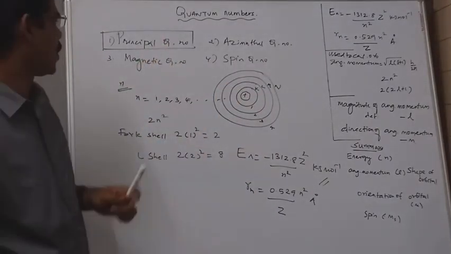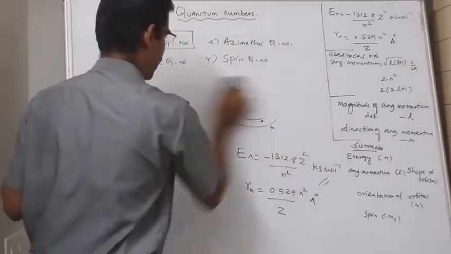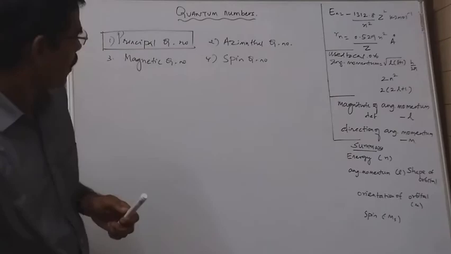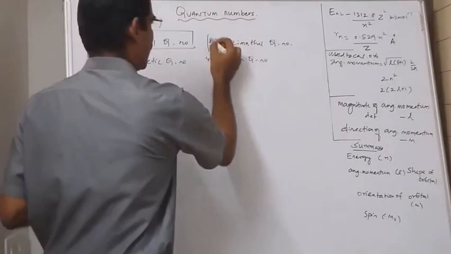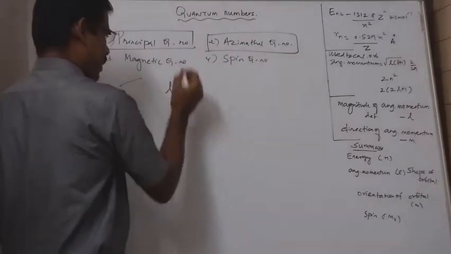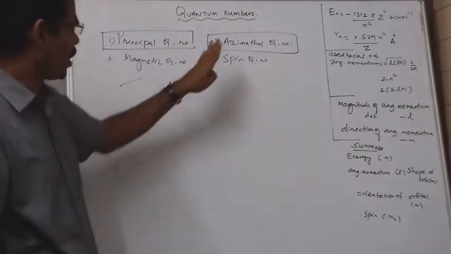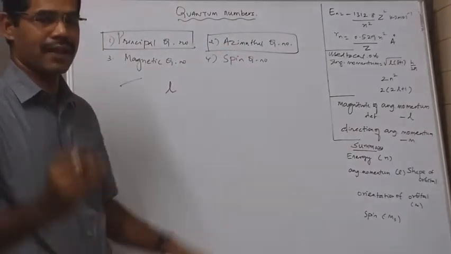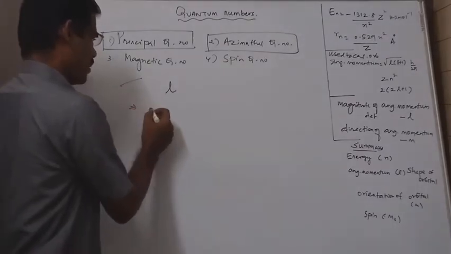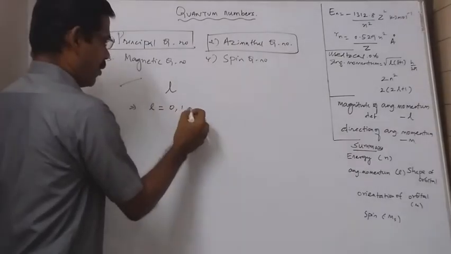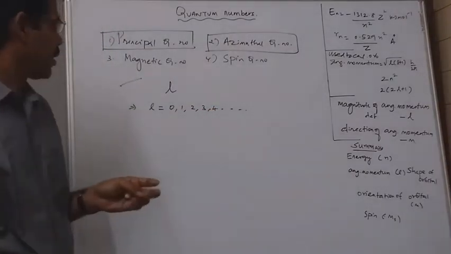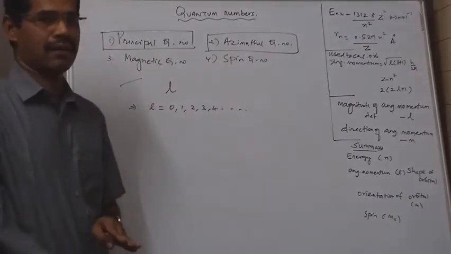Next, let us pass on to azimuthal quantum number. Now the second quantum number is called azimuthal quantum number. This azimuthal quantum number is represented by the symbol small l. Azimuthal quantum number can also be called subsidiary quantum number. Now the value of l starts from 0, 1, 2, 3, 4, etc. Each value of l, what does it signify?